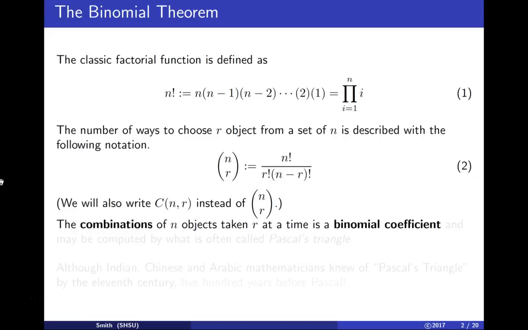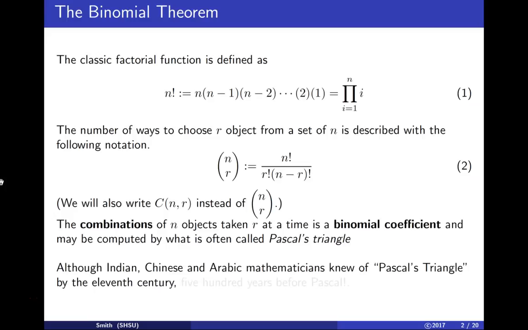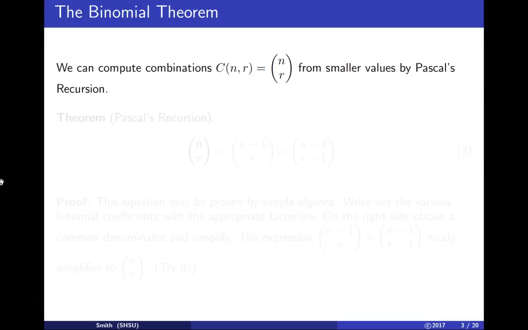The combination of n objects taken r at a time is a binomial coefficient, and it can be computed by what is often called Pascal's triangle. Although Indian, Chinese, and Arabic mathematicians knew of Pascal's triangle 500 years before Pascal. We can do computations like n choose r, the number of combinations of r things taken from a set of size n, from smaller values by Pascal's recursion.